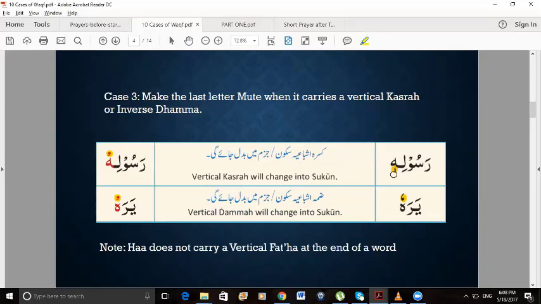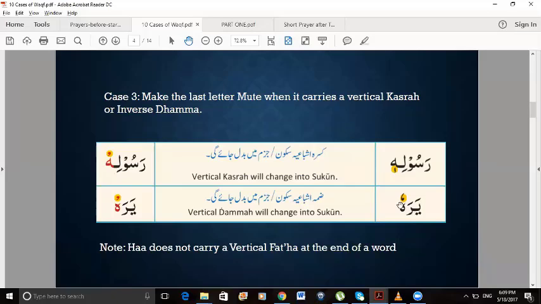Now when you want to stop, this vertical kasra will change into a sukoon, like it has been changing previously as well. So instead of reading it as Rasulihi, you would read it as Rasulih. That ha sound will still be there, but the vertical kasra does not remain, so you would not pronounce that. Okay, so Rasulih.